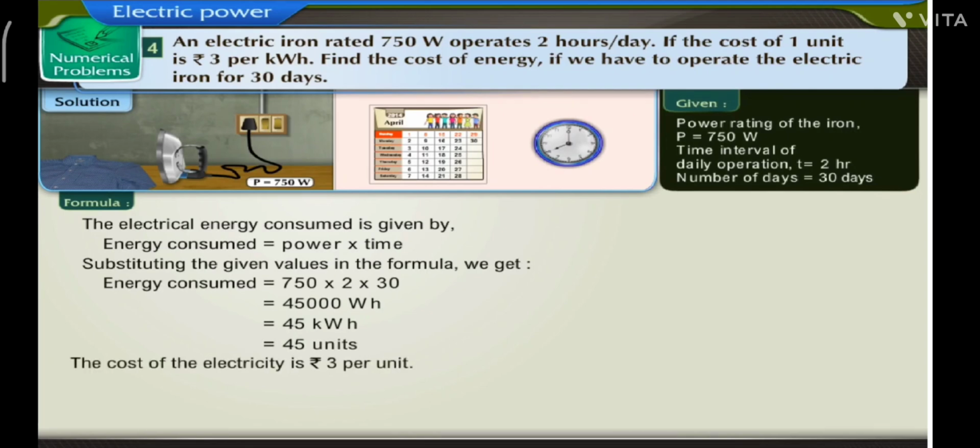Therefore, the cost of electricity is 3 rupees per unit. Total cost of energy is equal to 45 into 3 is equal to 135. Therefore, the cost of energy is 135 rupees.